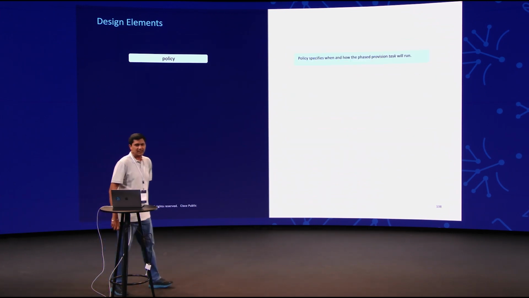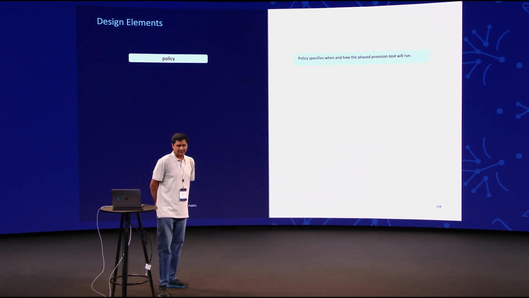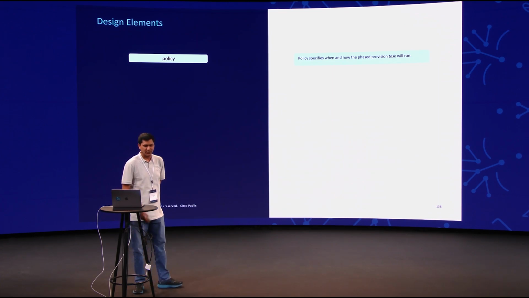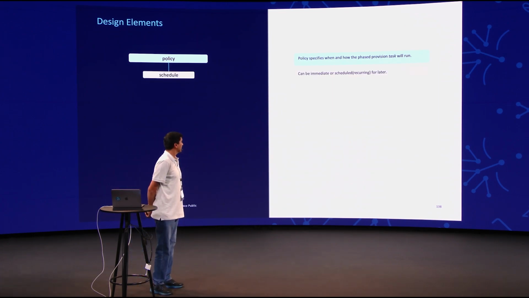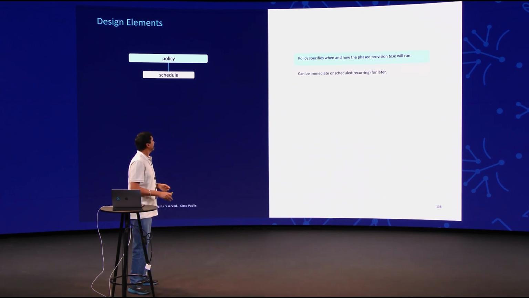So the next design element, as I mentioned, is policy. Policy specifies when and how to run the task. When is nothing but the schedule. It can be immediate, or it can be a scheduled one, which can be recurring. For the schedule policies, what we do is create the underlying scheduler task that NSO has. We don't do any scheduling ourselves. We just bank on the NSO scheduler task.